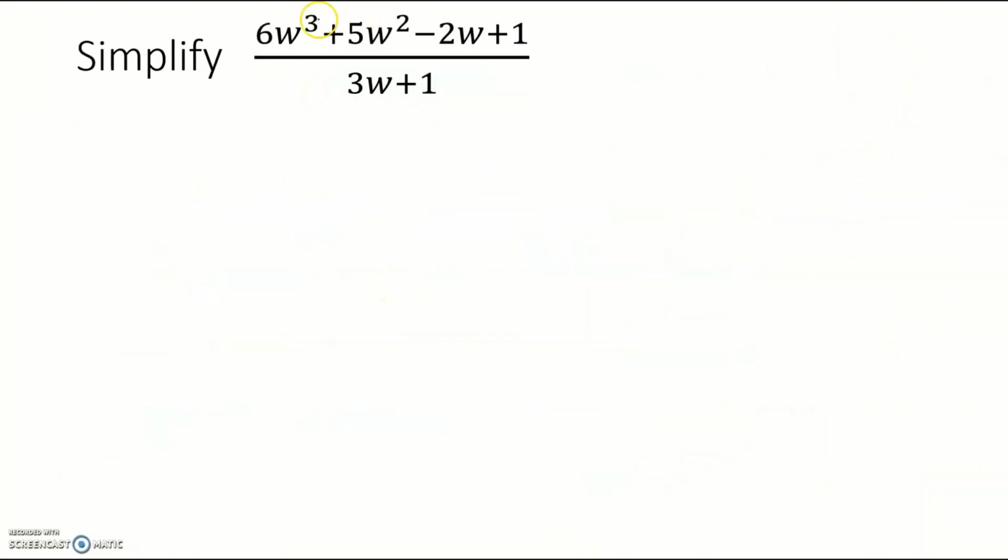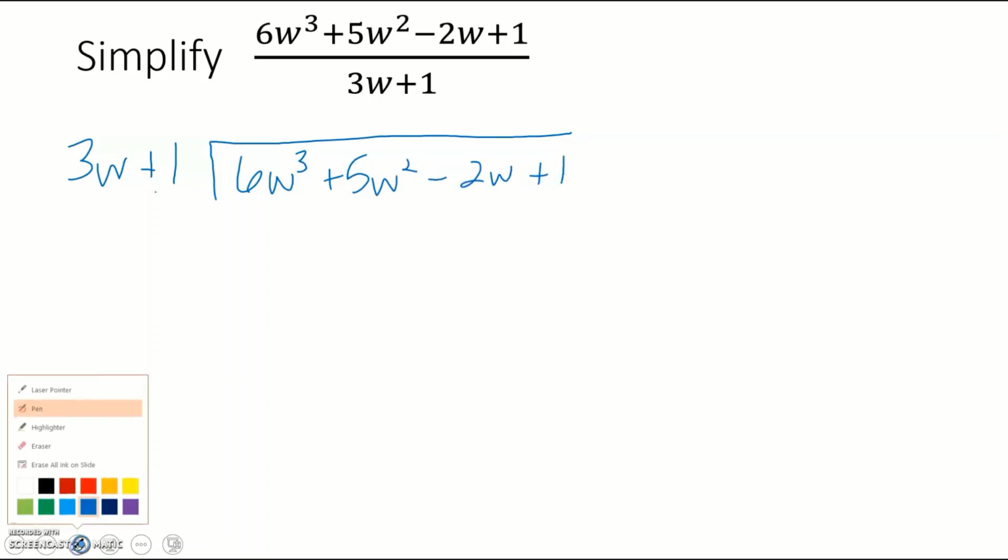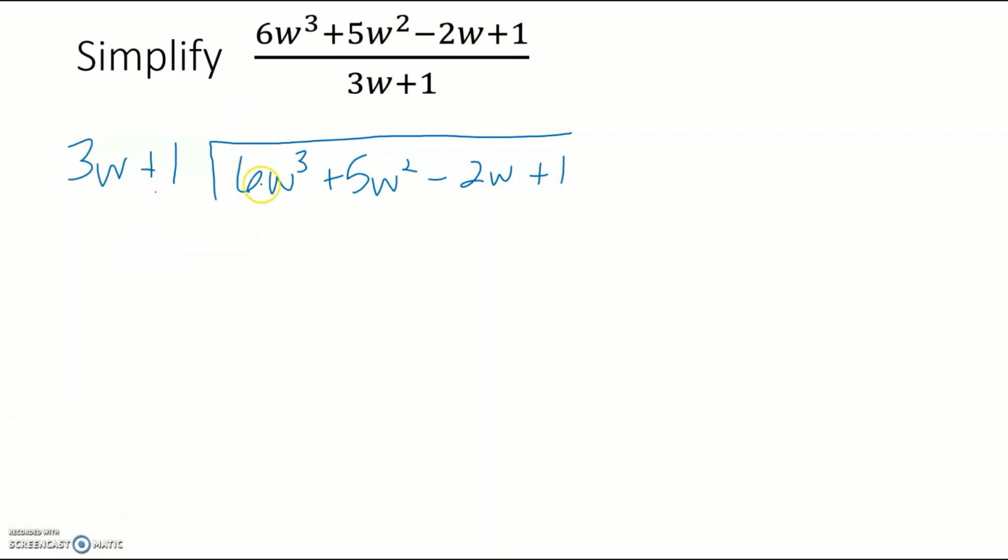Here we're supposed to simplify 6w cubed plus 5w squared minus 2w plus 1 all over 3w plus 1. Which remember, that's really just division. We're going to divide 3w plus 1 into that polynomial, 6w cubed plus 5w squared minus 2w plus 1, which means we're going to need to do some long division. So the first thing we need to do, once we have it written out, right, everything's in standard form, that's good. There's no missing terms, right? Cube, squared, first power, constant. If there was a missing term, we put a 0w in that case.